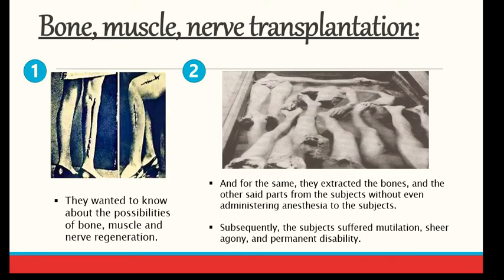Next is bone, muscle, nerve transplantation. First of all, you can look in this picture that they wanted to know about the possibilities of bone, muscle, and nerve regeneration. Secondly, for the same, they extracted the bones and other body parts from the subjects without even administering anesthesia. Subsequently, the subjects suffered mutilation, sheer agony, and permanent disability. These were some examples of violation of bioethics from history.